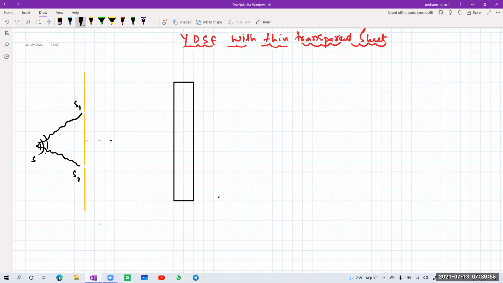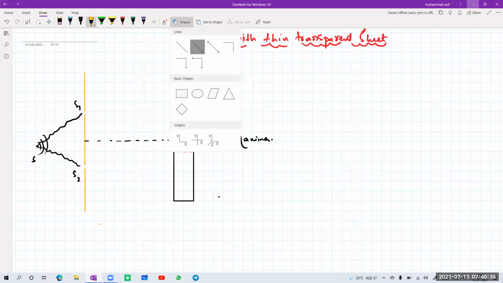This is your central maxima. We always get a bright point at the center, we know it. So I'm writing here, this is your bright point, this is your central maxima. How is that happening? The ray of light from this one is exactly incident on this one.